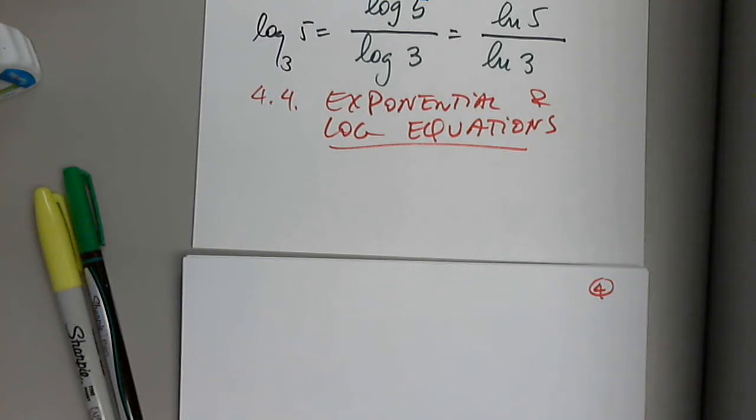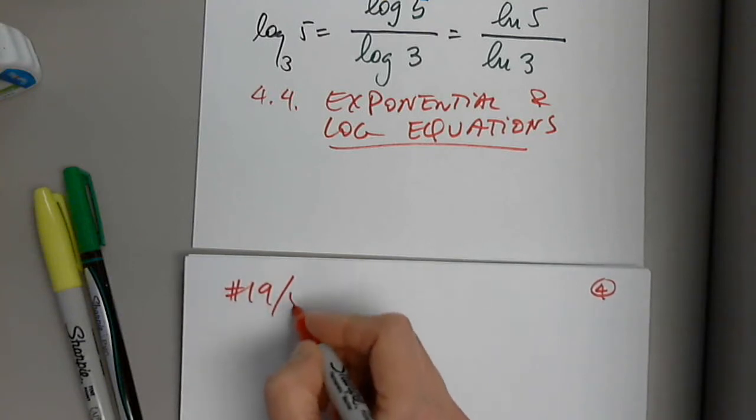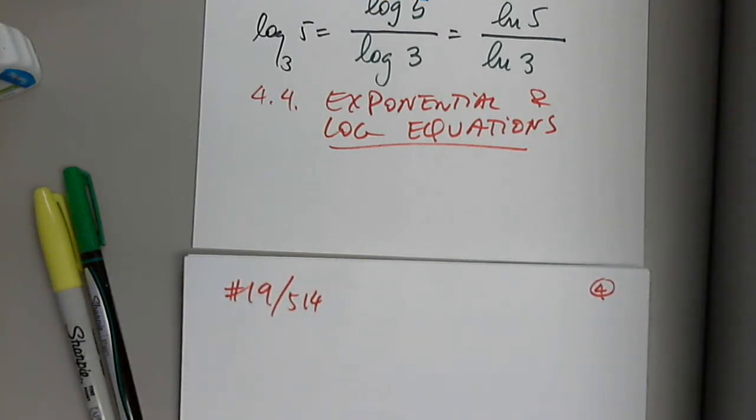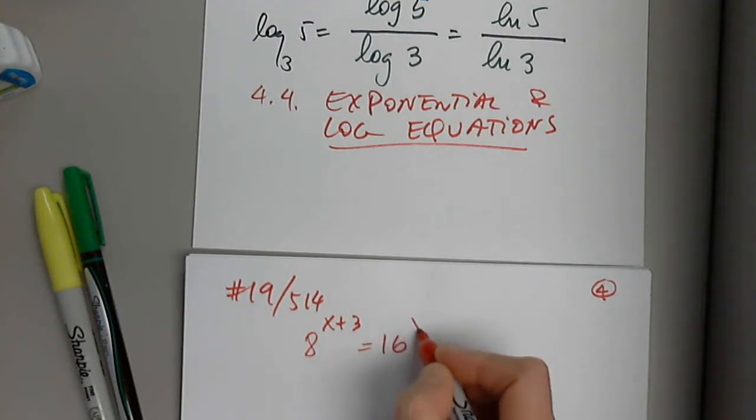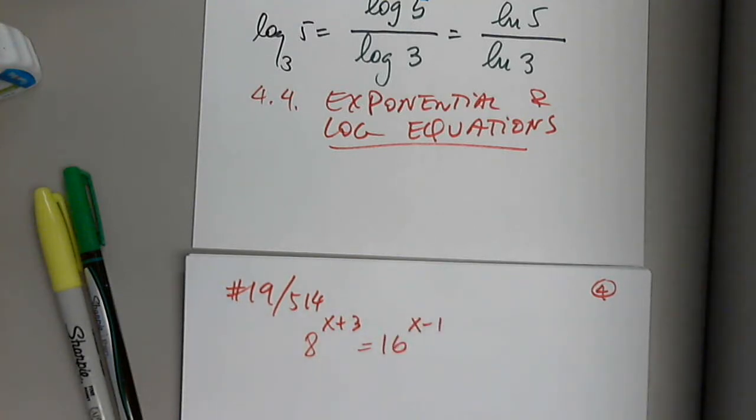Please choose if you'd like. We are on page. Allow me to choose the first one and then you'll choose the next one. On page 514, I would like to continue with number 19. And that is 8 to x plus 3 equals 16 to x minus 1.